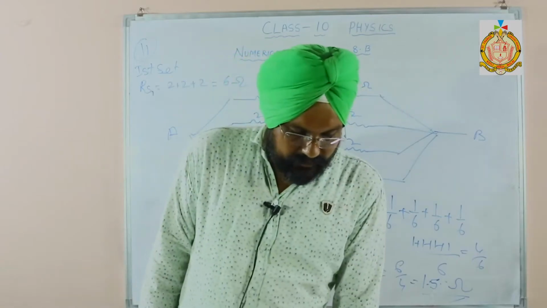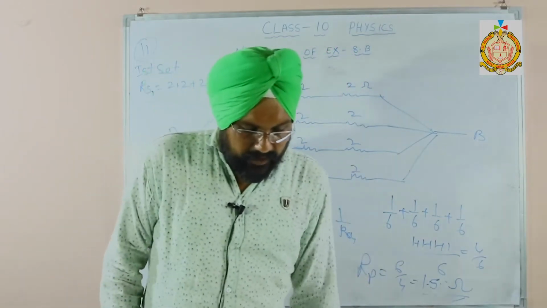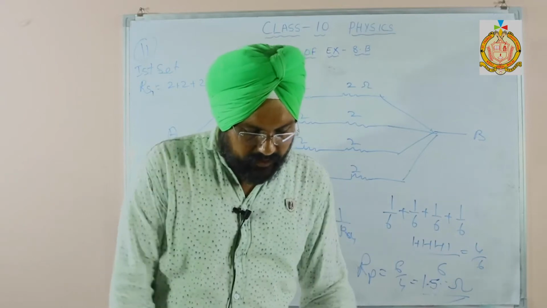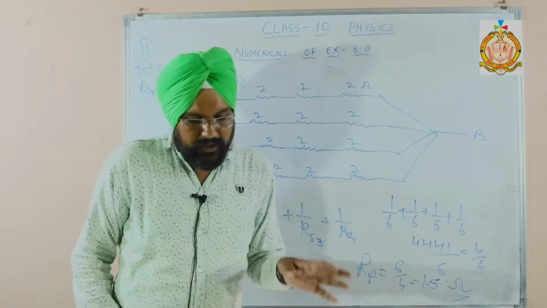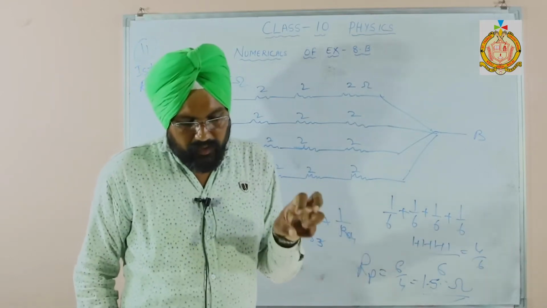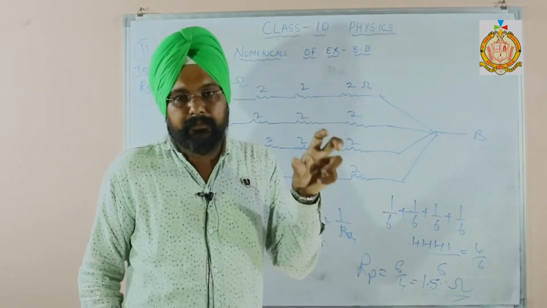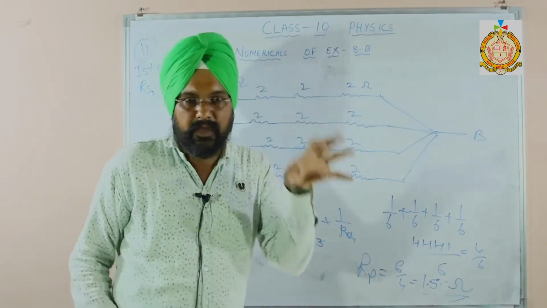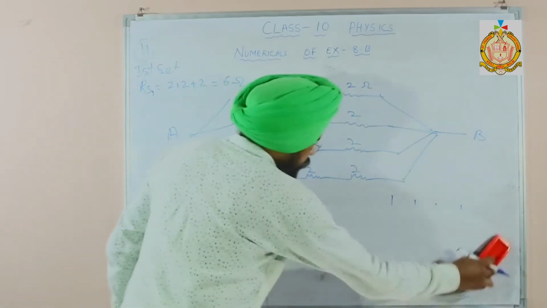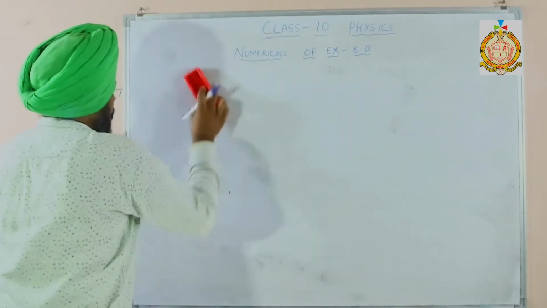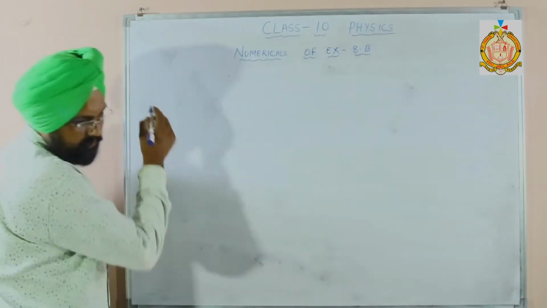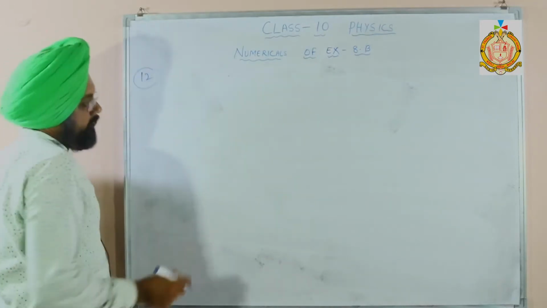Next one, they have asked: in this circuit diagram 8.45, calculate the value of X if the equivalent resistance between the points A and B is 4 ohm. That means the total resistance they have given is 4 ohm. Total resistance is given, 12th numerical.